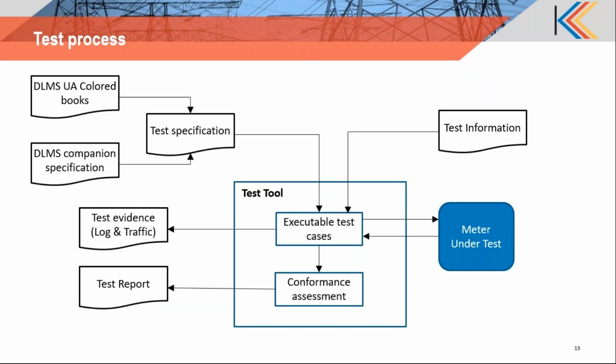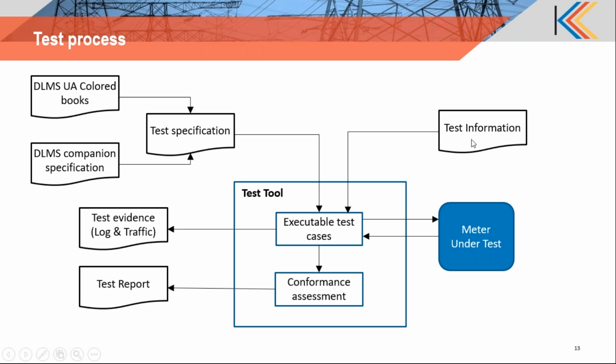Once a companion specification is defined, generally what the utilities follow is that they will have a test procedure, a test process. For the test process, the key is the test tool, mostly called the functional evaluation tool, FET tool. The tool is developed based on a test specification, which is a document prepared taking inputs from the DLMS specification as well as the companion specification.